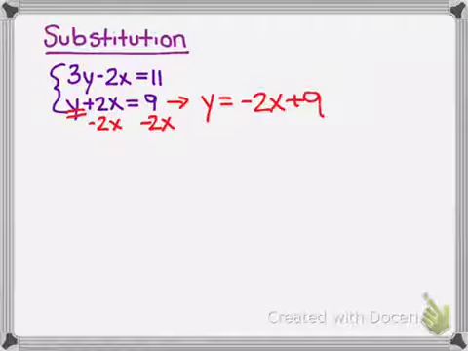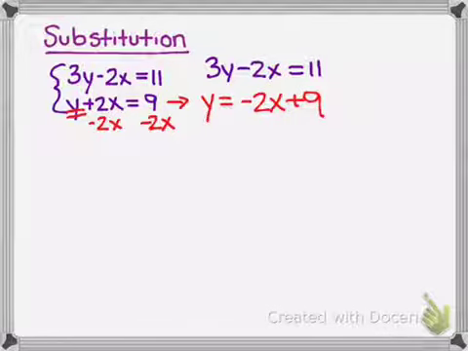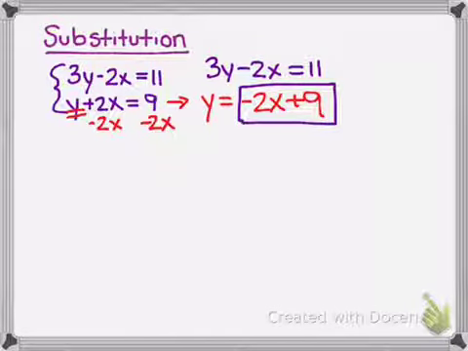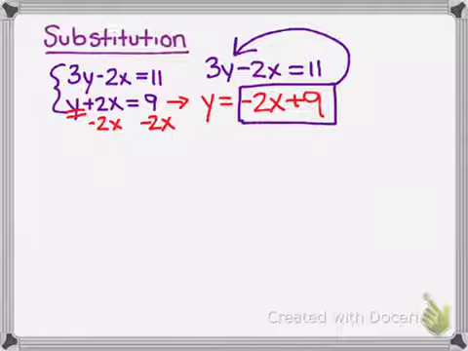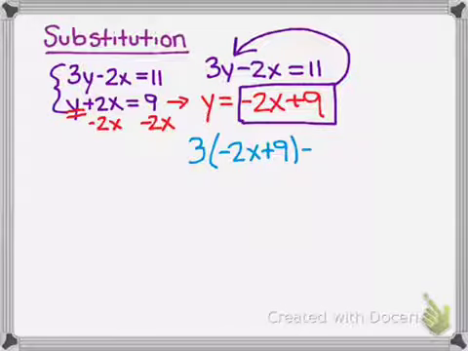So I'm going to rewrite the function, the top one, just so we can see it a little bit easier here. So essentially what we're going to do is, because -2x plus 9 equals y, we're going to take that whole function, -2x plus 9, and we're going to put it in for y in the first equation. So that's going to look like this. 3 times (-2x plus 9), and then the rest of the top equation, minus 2x equals 11.